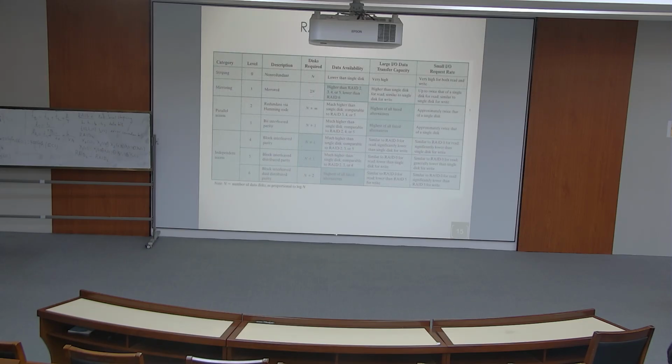Now, here we have a table which summarizes all we have learned about the different levels of RAID. We have the category, the levels, the description, the disk requirements, and the data availability. This is the summary of what we just discussed about RAID.